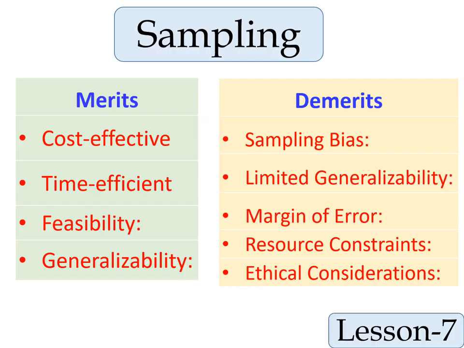Even though sampling has its own merits like being cost-effective, time-efficient, feasible, and generalizable, there are still some demerits, like sampling bias, limited generalizability, margin of error, resource constraints, and ethical considerations, particularly when the sample size is very large and may require a large amount of resources. If you want to know more about sampling, you can go to lesson 7, and I will put the link in the description box below.